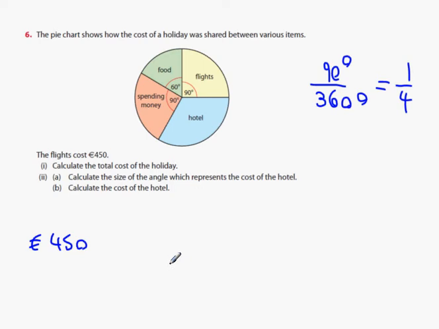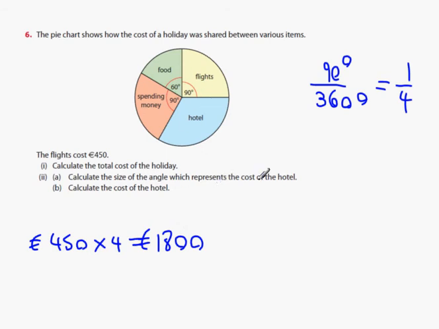What's the total cost of the holiday then? We have to multiply that by 4, because a quarter is 4 times smaller than the actual total cost. You multiply that out, you're going to get €1,800. €1,800 is the cost of the total holiday.